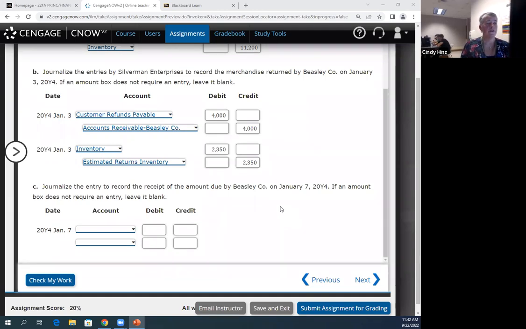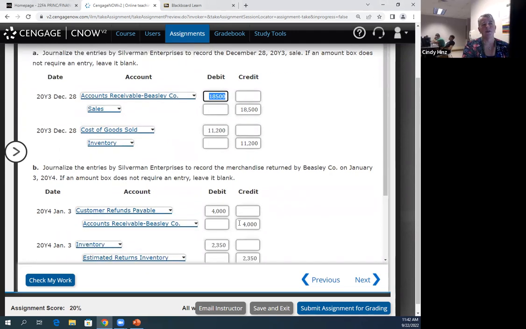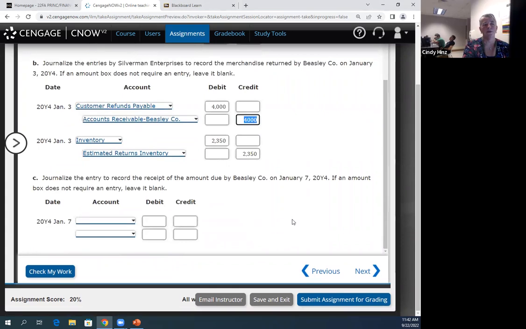Wasn't the right color. It's not what they thought it looked like in the picture on the website, whatever. Letter C says journalize the entry to record the receipt of the amount due by Beasley Company on January 7th. So originally they purchased $18,500 worth of merchandise, but then we issued a credit memo for $4,000. So how much are they actually going to pay us on January 7th? $14,500. The original invoice was for $18,500, and then we issued them a credit memo for $4,000.